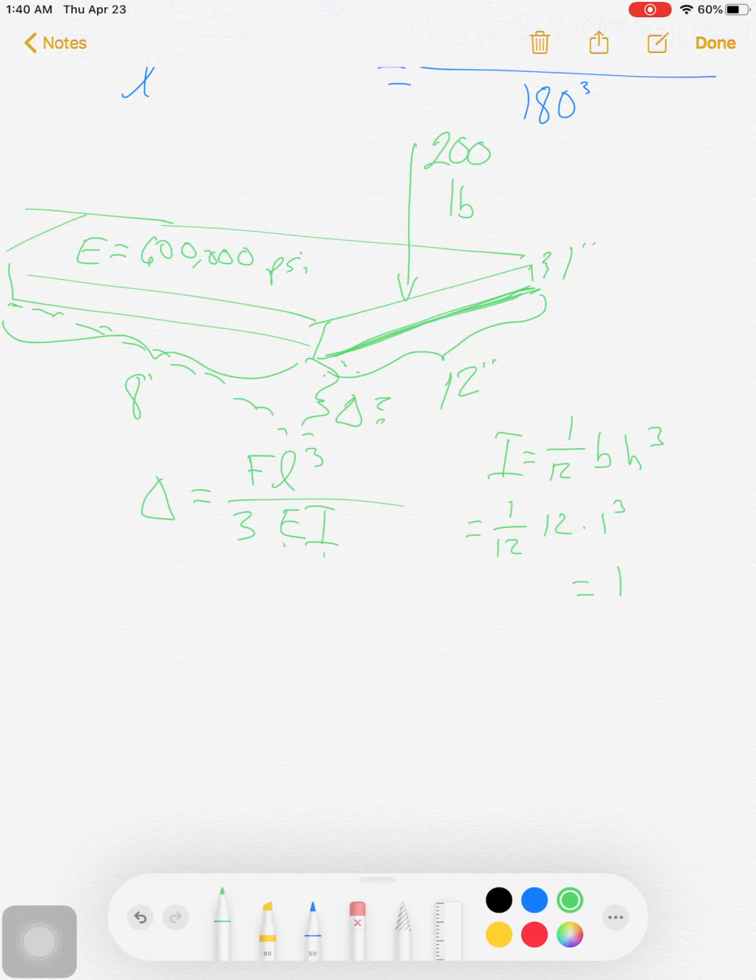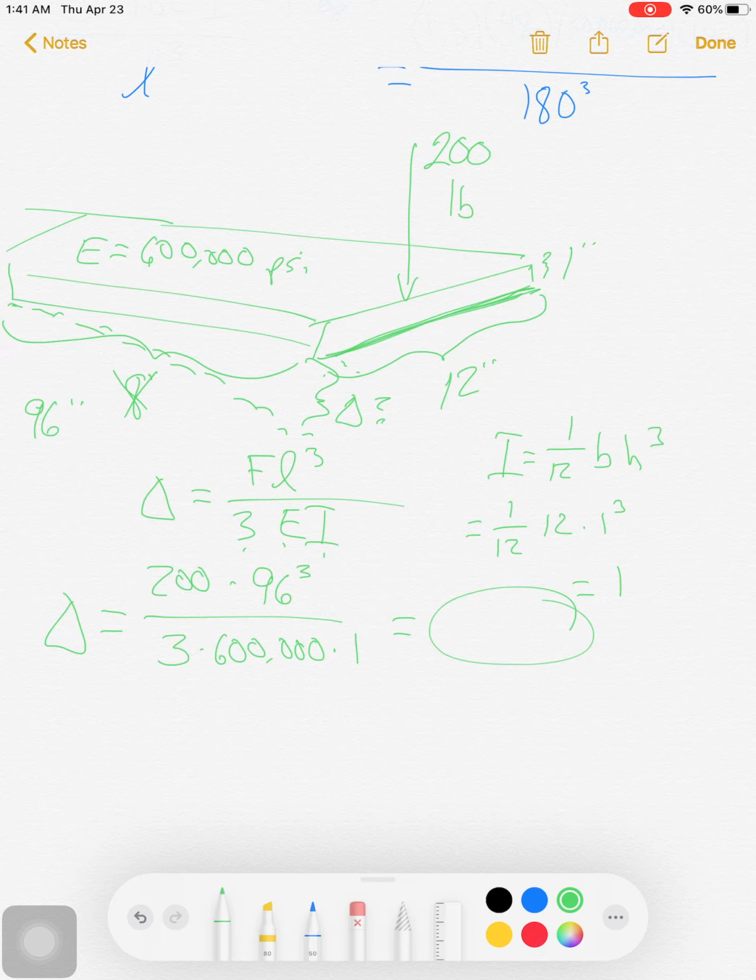So we have I, we have E, 3 is a constant. The length we said was 8 feet. We don't want to use feet, so we're going to rewrite that as 96 inches. And we have a force. So we're going to go ahead and plug this in here. Our deflection is 200 pounds times 96 inches cubed over 3 times E, which was 600,000, times I, which was just 1. And we'd plug that all in, you'd put it in your calculator, and get an answer.